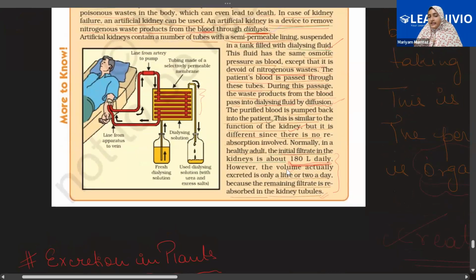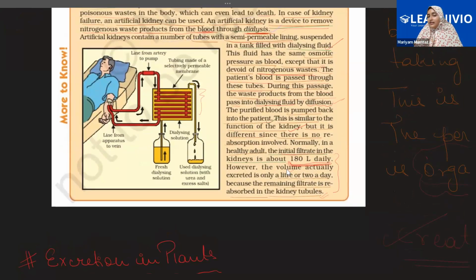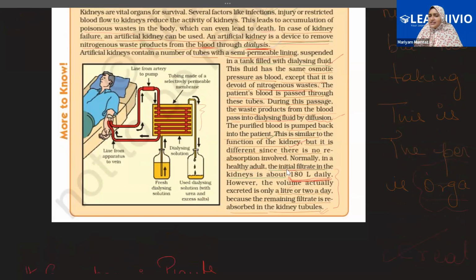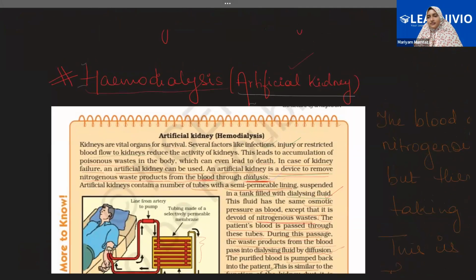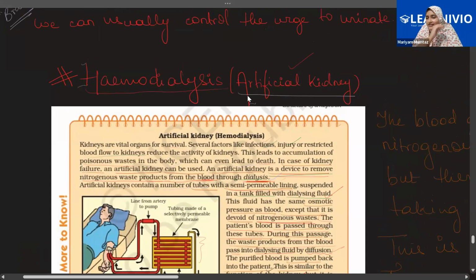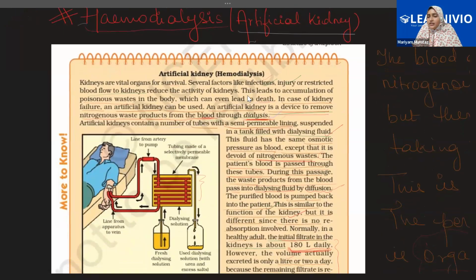Now, normally in a healthy adult, the kidney filters 180 liters per day. But do we excrete 180 liters of urine every day? Yes or no? No. Imagine excreting 180 liters of urine per day. We'd stay in the washroom throughout the day. 180 liters is a lot, isn't it? The reason I'm saying this is that while the blood is being purified, most of the important substances are reabsorbed back again. So that is why the amount of urine is less.